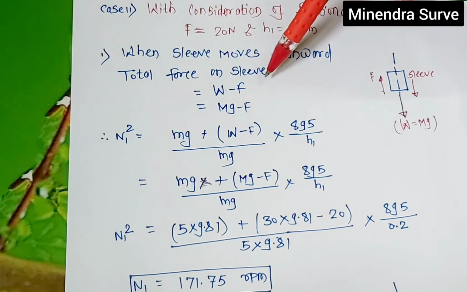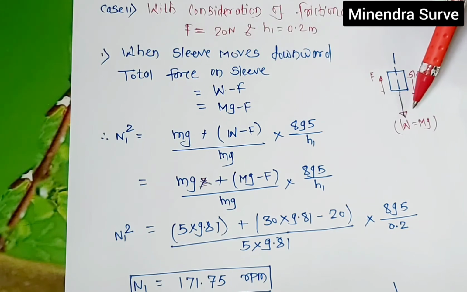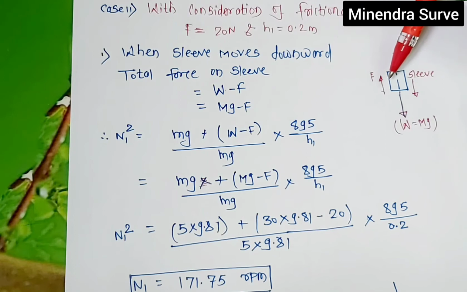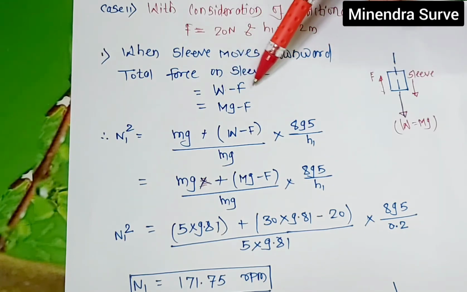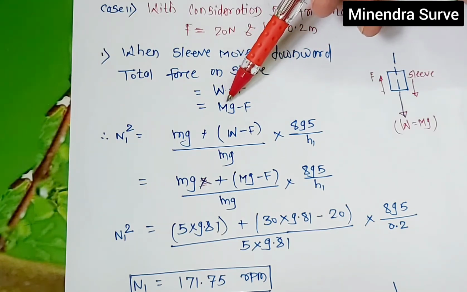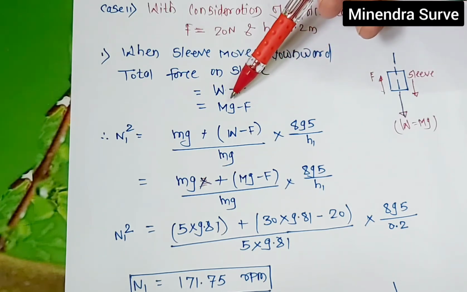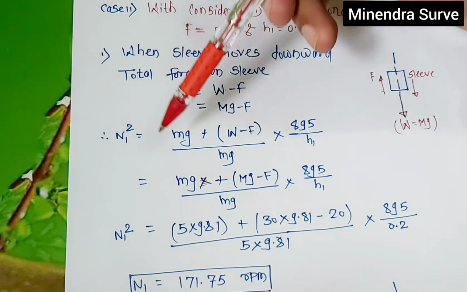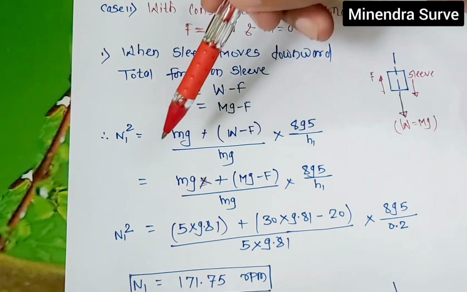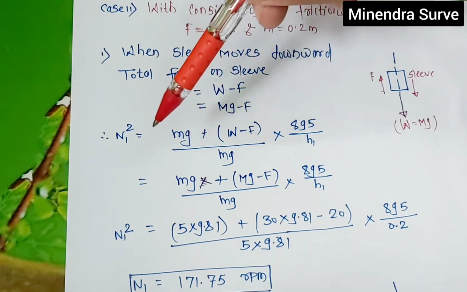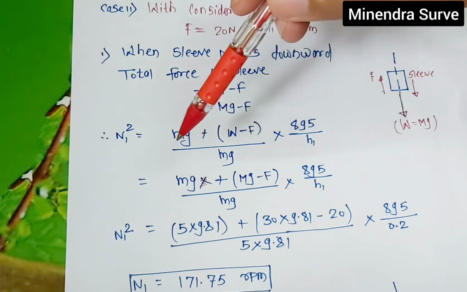How to calculate total force on the sleeve? W, which is acting downward, minus F, which is acting upward, both having opposite signs. So W minus F. So W is nothing but mg minus F. Okay, sleeve weight, that is mg. Now N1 square, this is the required expression. With the help of derivation we have seen this expression, how we have calculated it.